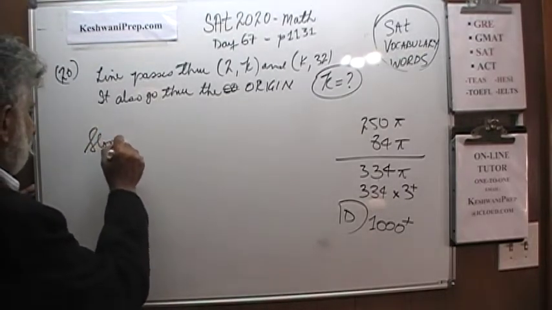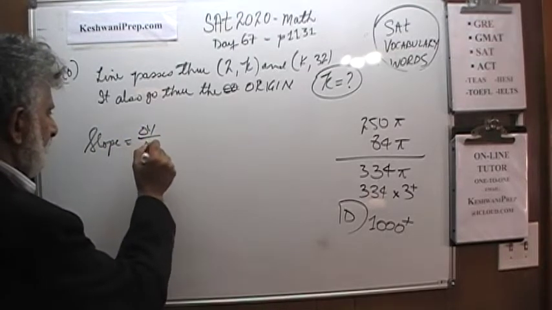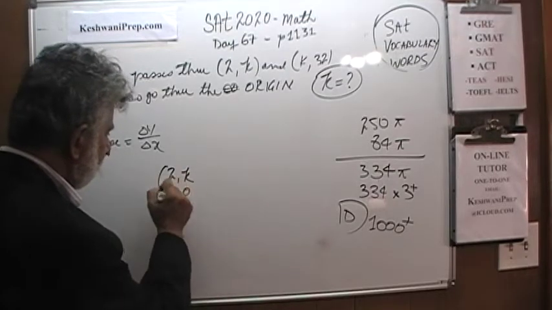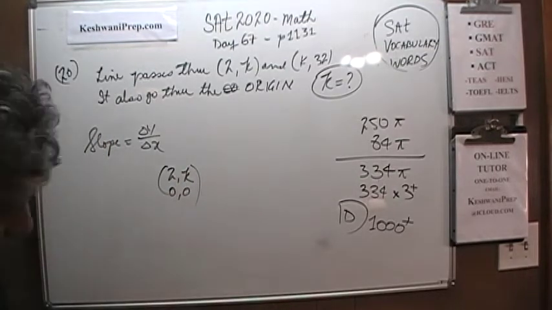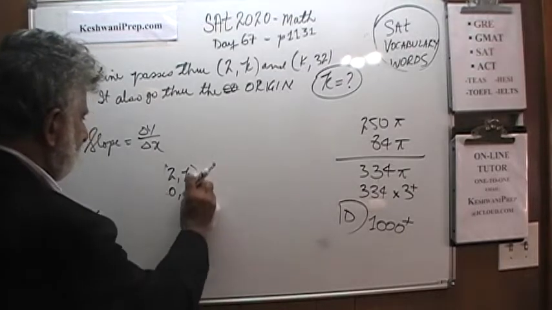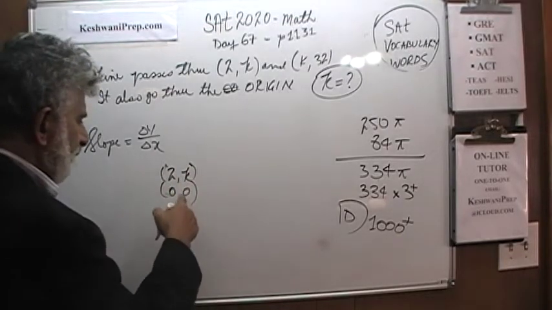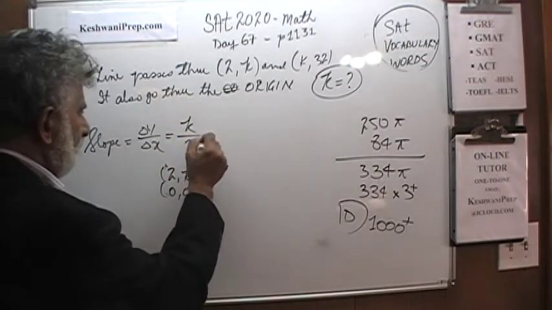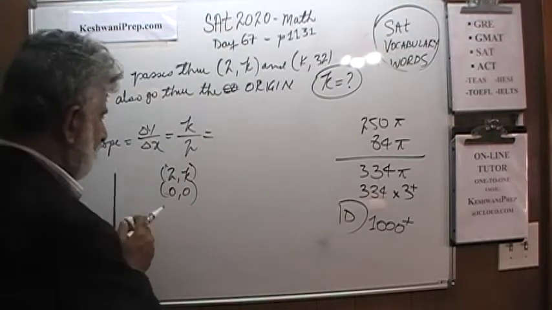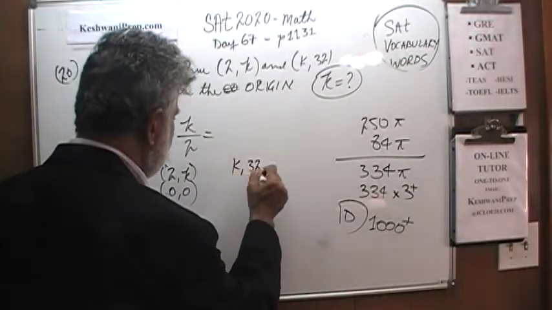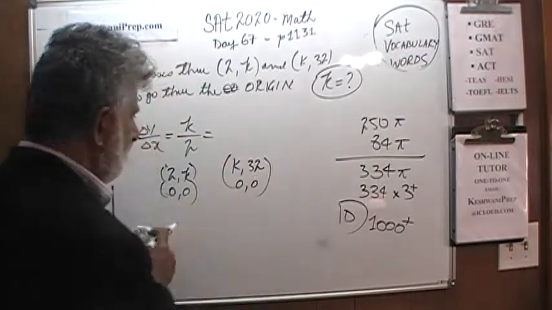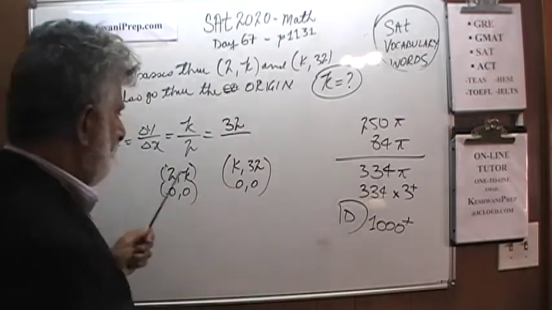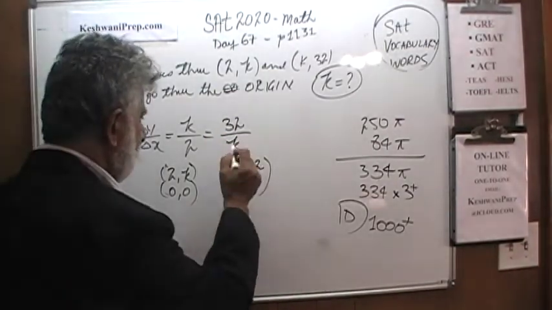Slope is simply the change in y over the change in x. So first we'll use (2, k) and (0, 0), these two points. I don't know why I put the parentheses around the whole thing, but you get the idea. The change in y is k minus 0, which is just k, and the change in x is 2 minus 0, which is just 2. And now we do the other points. It goes through (k, 32) and (0, 0). Again, the change in y is 32 minus 0, which is just 32, and the change in x is k minus 0, which is just k. You see?